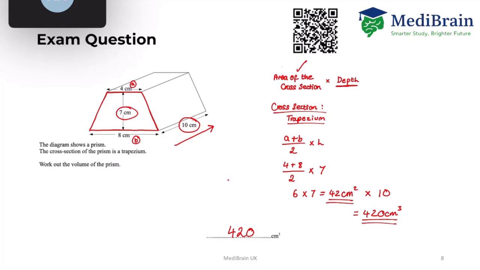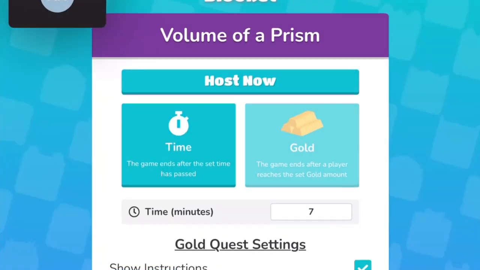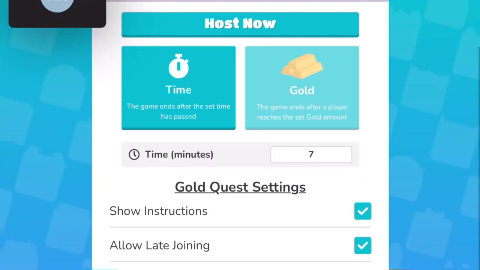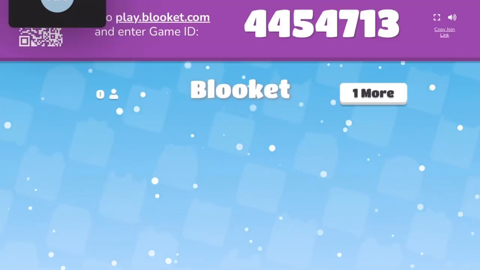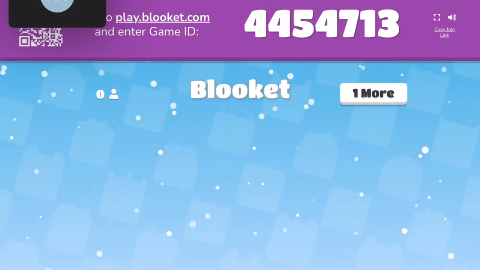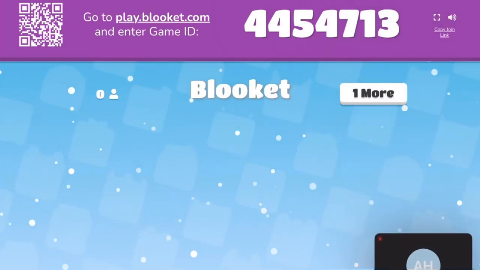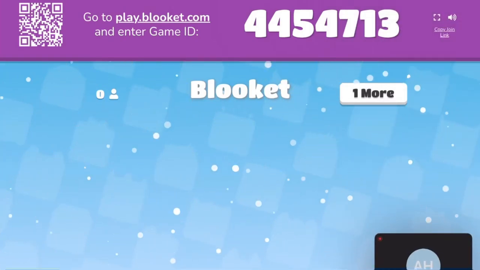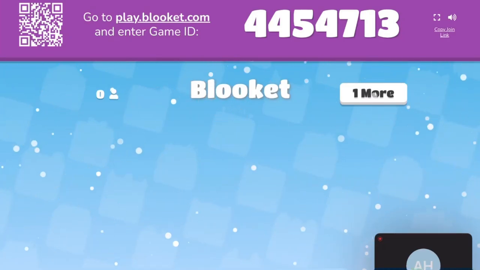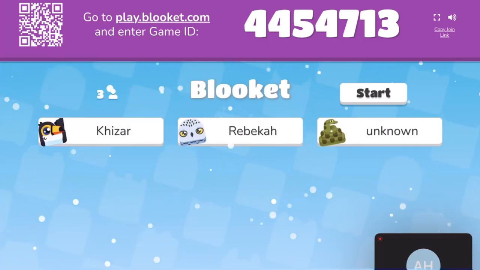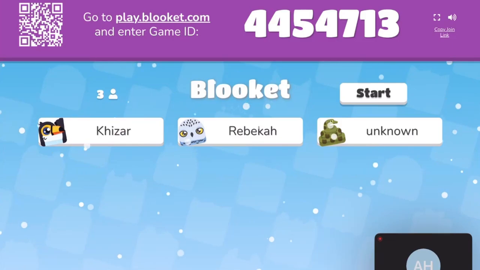Okay, now what we're going to do, guys, we're coming to the end of the lesson, so we're going to have a quick Blooket of 7 minutes. So if you guys just want to go on to Blooket, either scan the QR code or go to blooket.com and type in that code, 4454713, and don't join with any inappropriate names because I will just remove them.